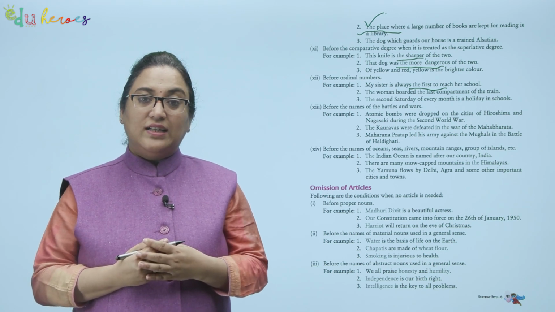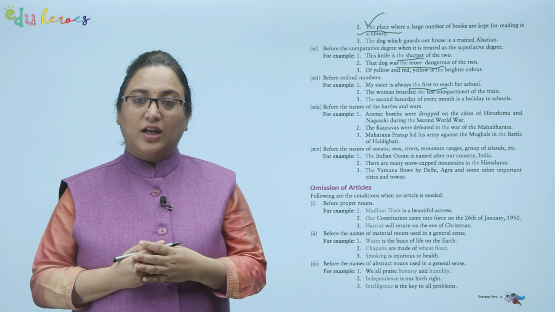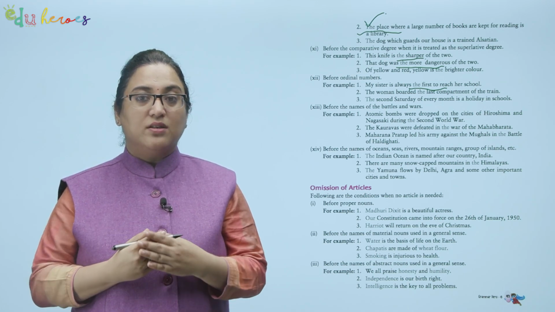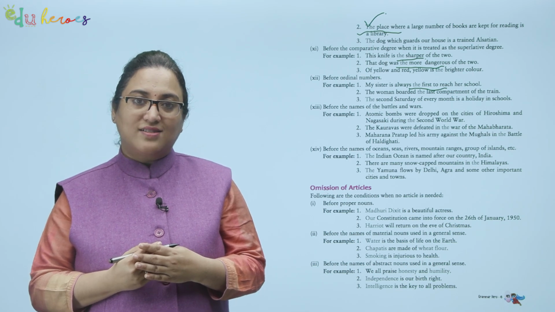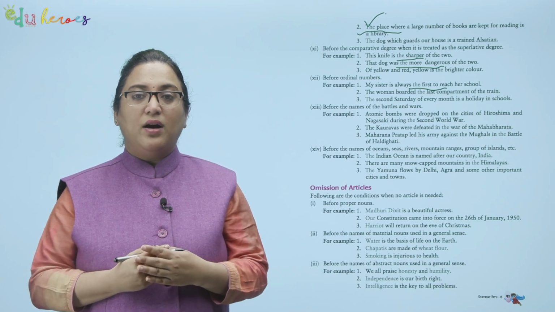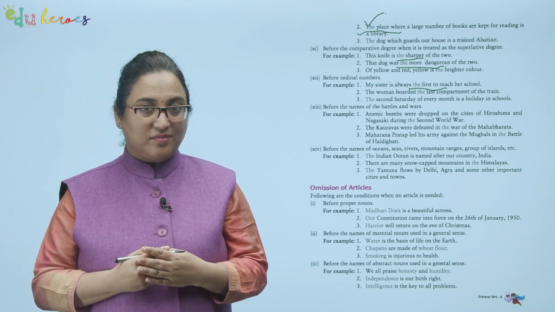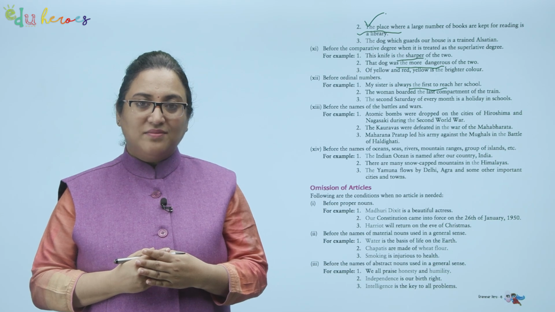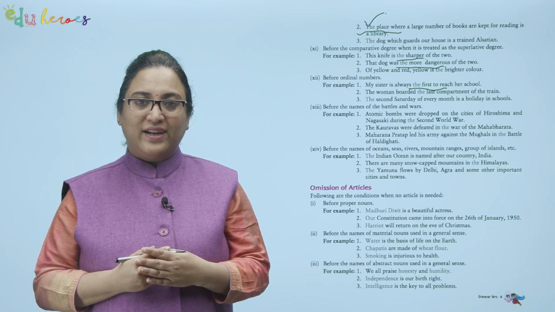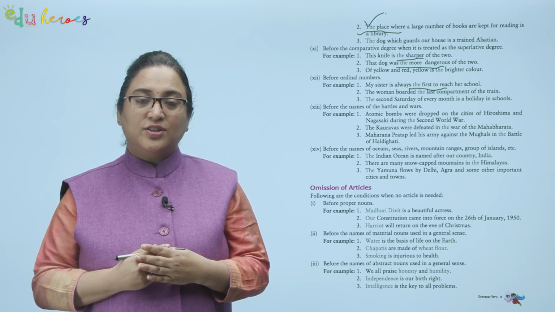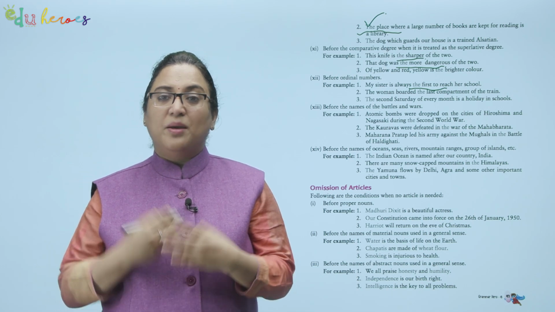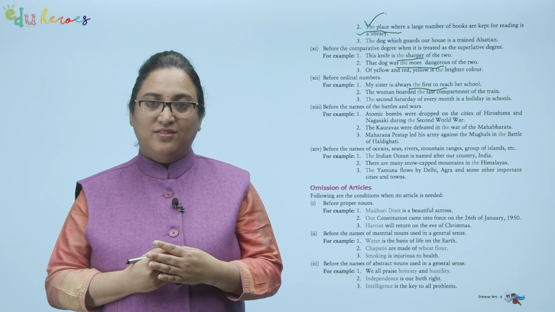Let's read. The Indian Ocean is named after a country, India. There are many snow-capped mountains in the Himalayas. The Yamuna flows by Delhi, Agra and some other important cities and towns. So which were the words of oceans, rivers or mountain ranges? Try. I'm sure you must have written it by now. First, Indian Ocean, then Himalayas and then Yamuna, the river Yamuna.